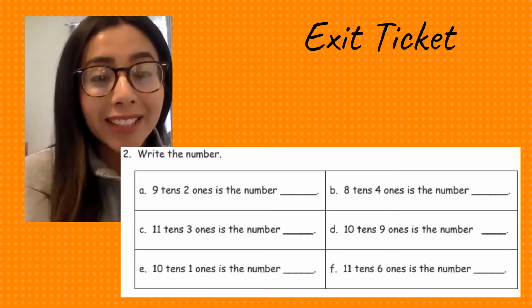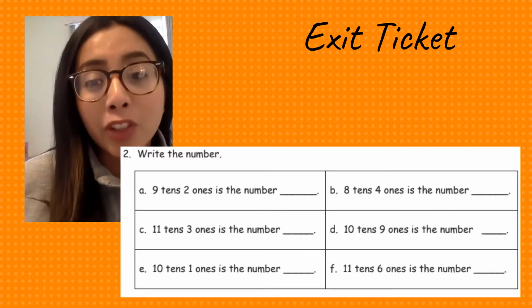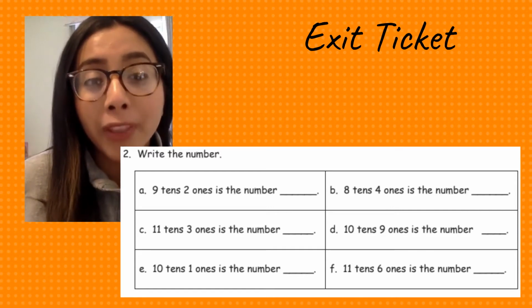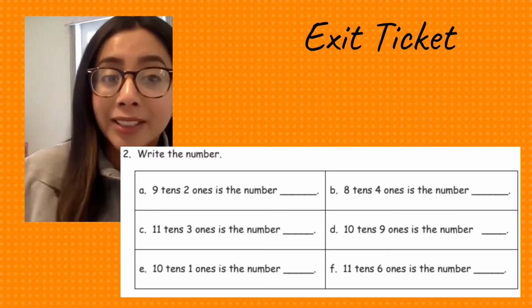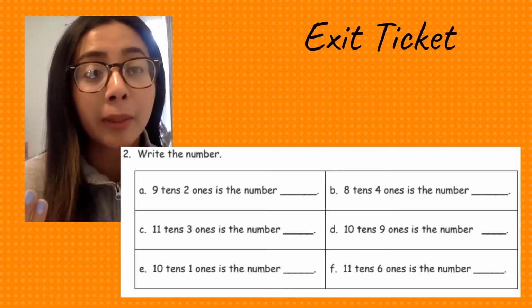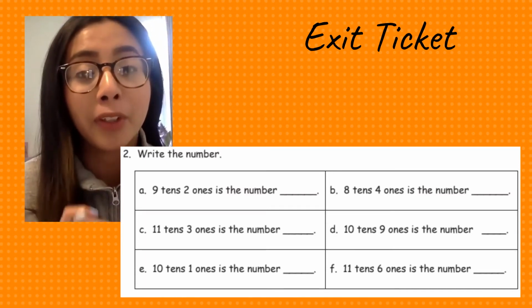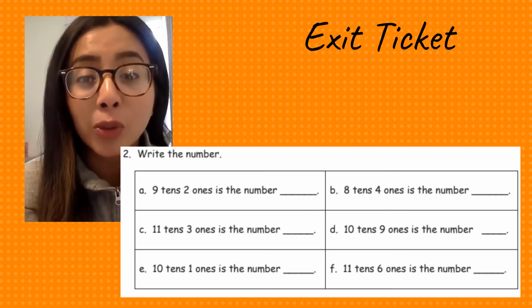For your exit ticket, you are now going to write the numbers the regular way. For each of these, it tells you the number the say 10 way. It tells you how many tens and how many ones are in the number, and you have to write that number down. So make sure that you do your exit ticket.